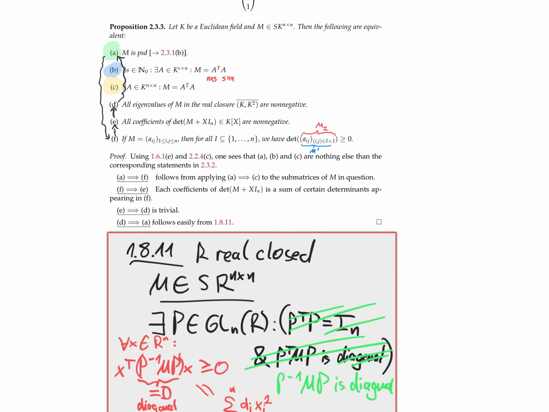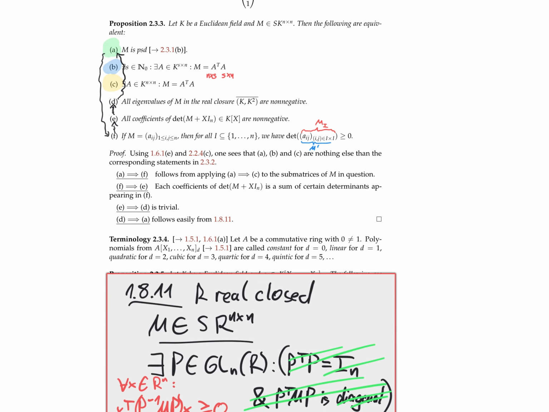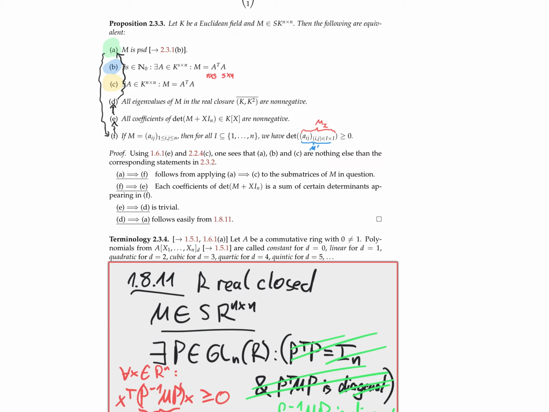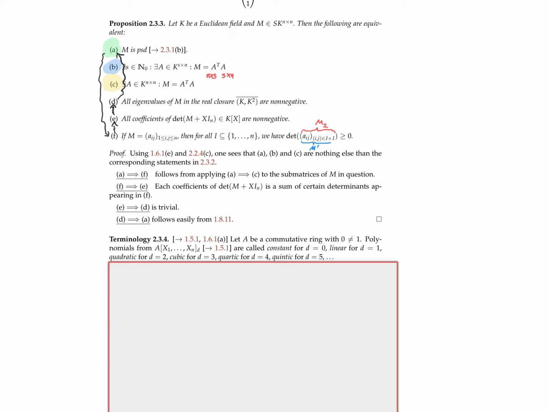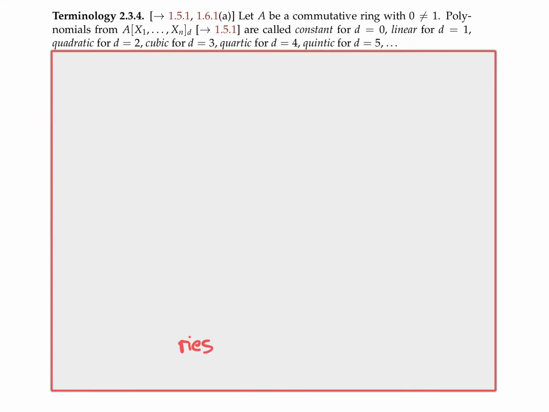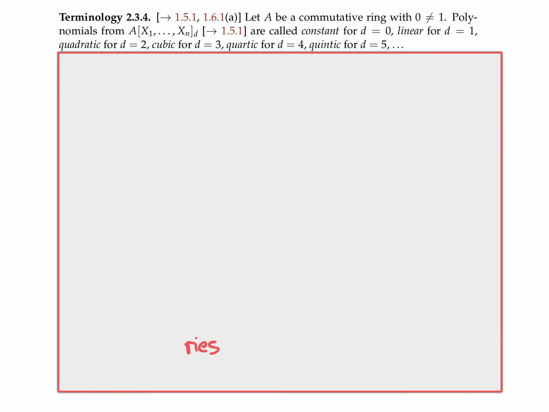So now we have this. And now some terminology. So let A be a commutative ring with 0 not equal 1, in order that we can build polynomial rings over it. And then take a polynomial over A in n variables of degree at most d. And I call that constant if d equals 0. Also the 0 polynomial is a constant polynomial. It doesn't mean that the degree is exactly 0. It means just the degree is at most 0 here, right?